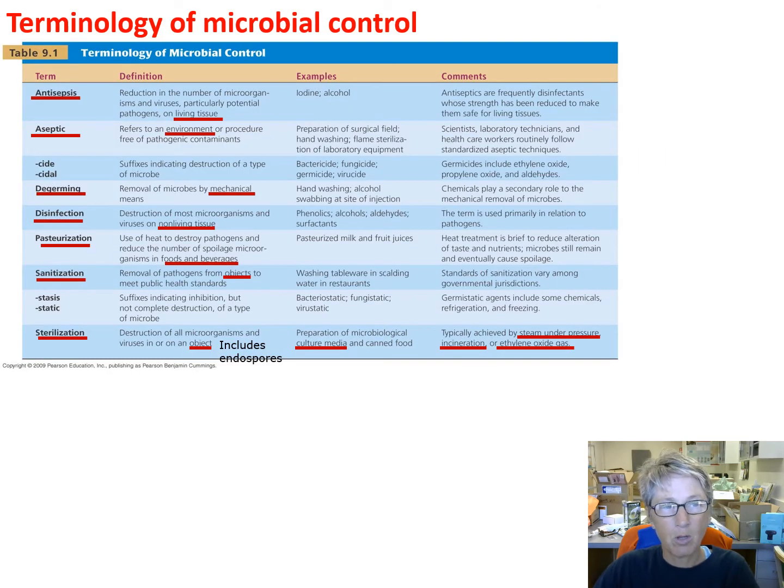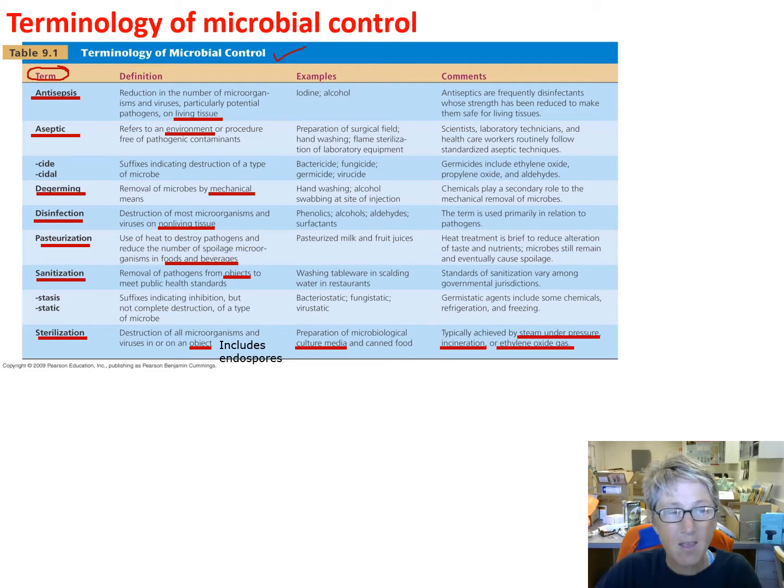So this is in your book, Table 9.1. It's called Terminology of Microbial Control. And I have some terms and definitions underlined. So for example, the far left column is the term column. Antisepsis is a process that you use to reduce the number of microbes on living tissue. So you use antiseptic techniques on living tissue.